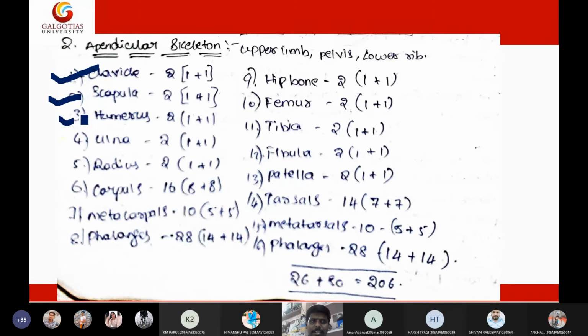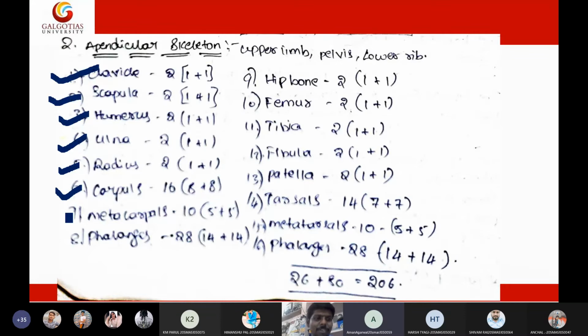Then humerus. What is humerus, students? Where is it present? Hand. Okay, very good. And radius and ulna. Ulna and radius are present in the hand. Then carpals. Where are the carpals present? Carpal bones, in the wrist of the hand. You will see carpal bones, 8 each.